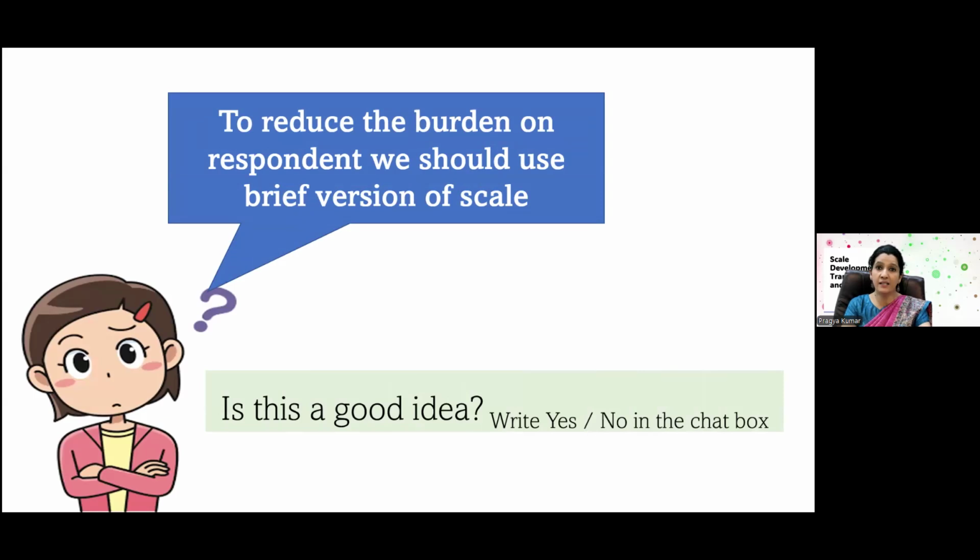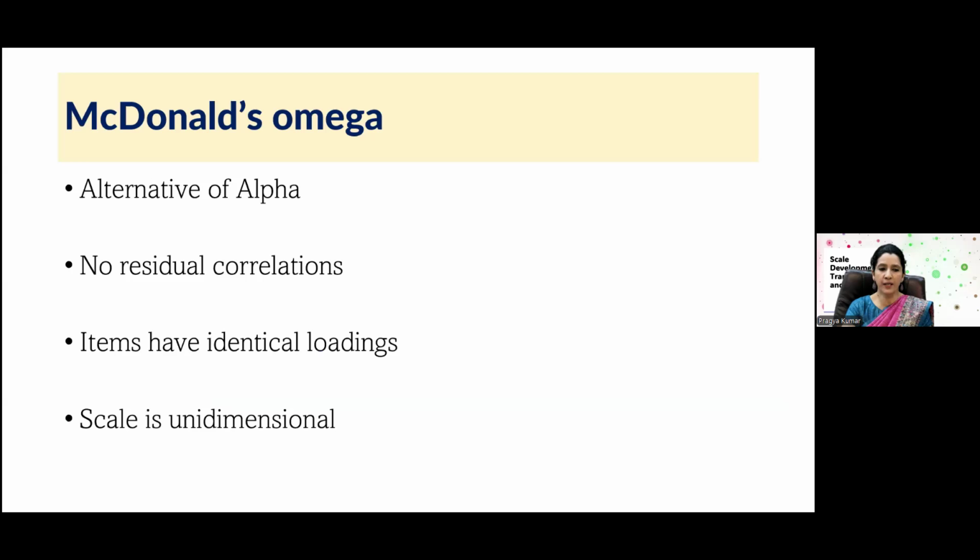To reduce the burden on the respondent, we should use the brief version of the scale. But is this a good idea? Is it a good idea to use the brief version of a scale just to reduce respondent burden, or not? Only for the sake of reducing the burden, you should not sacrifice the number of items.